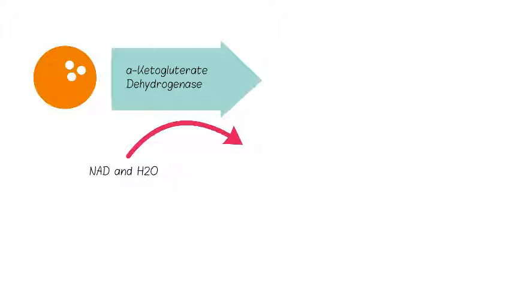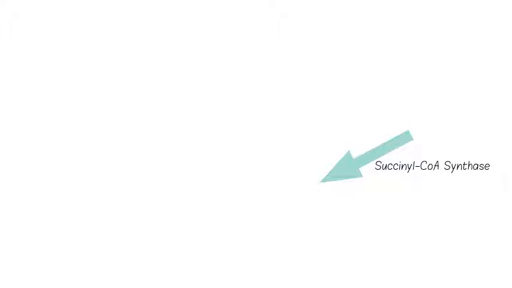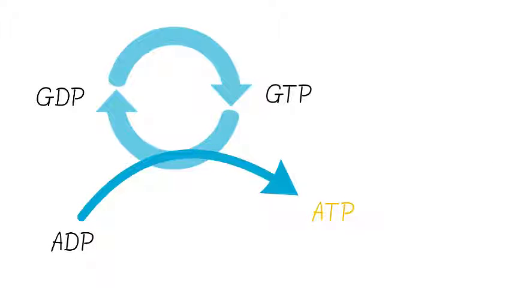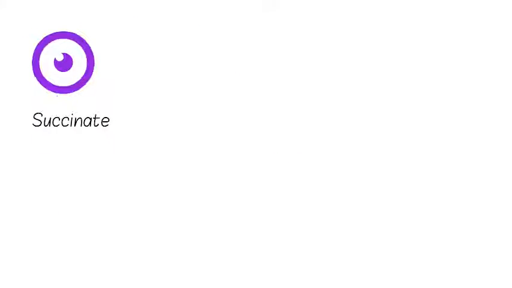Alpha-ketoglutarate goes through alpha-ketoglutarate dehydrogenase, losing a hydrogen to make NADH, using H2O, and makes CO2, forming succinyl-CoA. Succinyl-CoA goes through succinyl-CoA synthetase, which loses a phosphate, making GDP convert to GTP, forming ADP to get ATP, losing CO2 and making succinate.